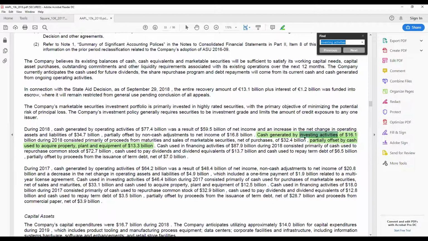We want to see how much money was generated, and then we want to subtract anything that doesn't correlate directly with investments that would feed money directly into our pockets as the owners. So 16.1 minus 13.3 gives us $2.8 billion.